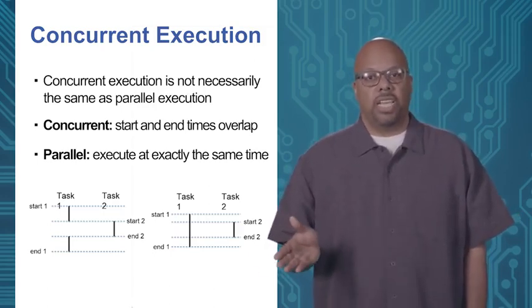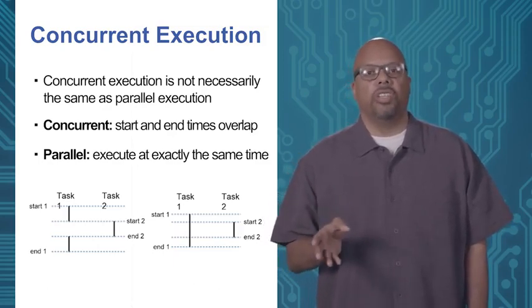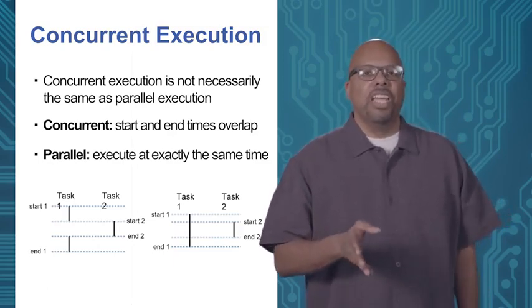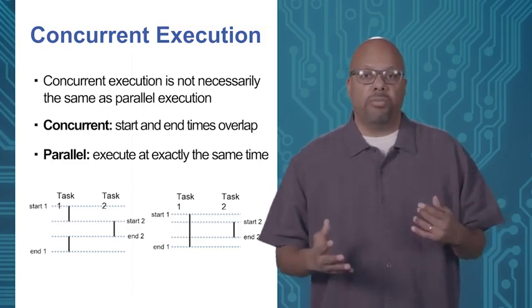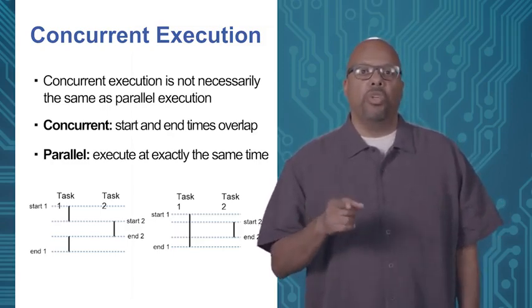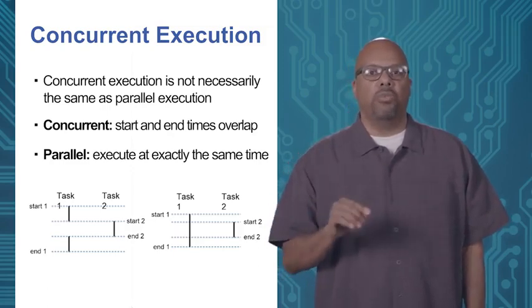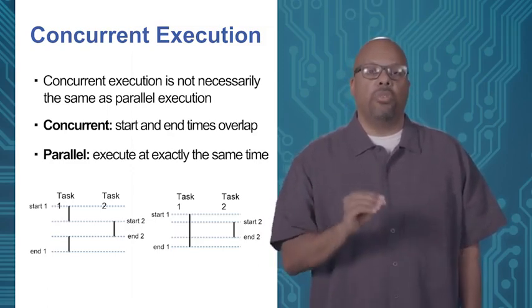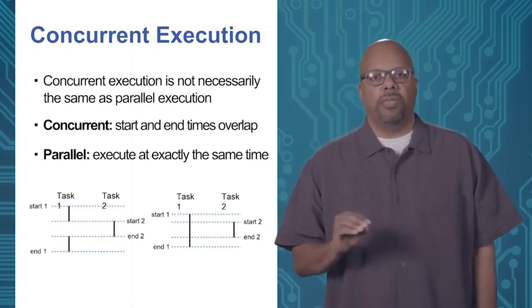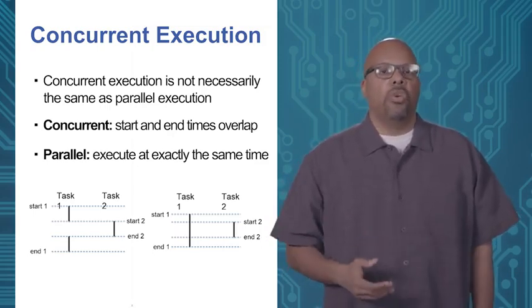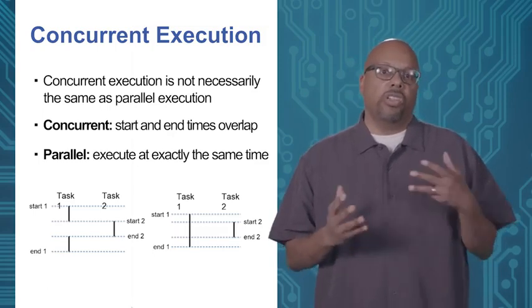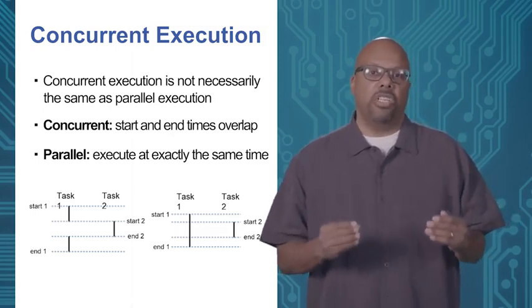Now on the right-hand side, we're showing actual parallelism. You have the 2 tasks, and again, they have different start and end times that overlap, so they're definitely concurrent. But also, you can see in that middle region of time, when task 2 is executing, task 1 is actually executing at the same time. So on the right, we're seeing actual parallel execution, while on the left, we're seeing concurrent execution. Their times overlap, but they're not actually executing at the same time.